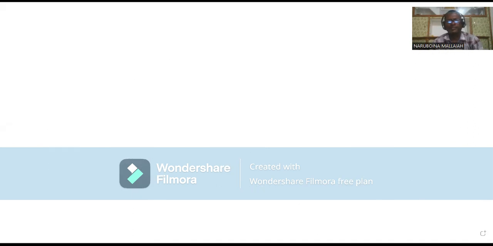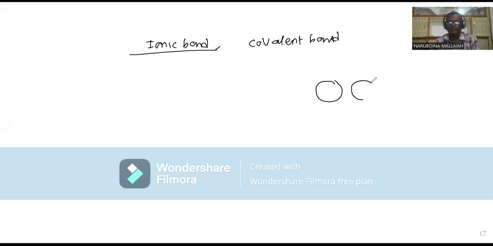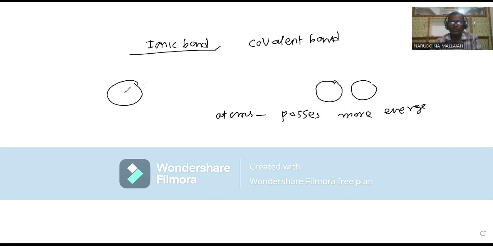Let us discuss different types of chemical bonds. Mainly in this session, I am going to explain the ionic bond. Before we begin, I want to explain one more thing. When two atoms come together, in the beginning, atoms possess more energy. We know that inside the atom we have the nucleus. This is positive charge.